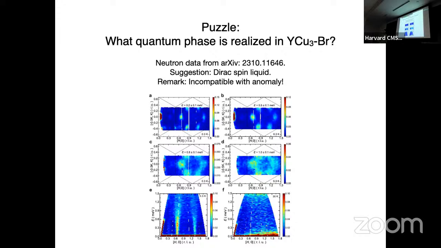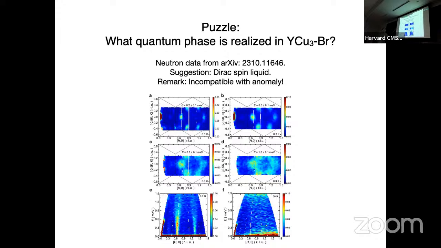Okay, then a few weeks ago, there's this experiment about this material with such neutron scattering data. The suggestion from the paper is that this is some Dirac spin liquid, but with strong signals at these positions of the Brillouin zone. From our analysis, we can see which are the possible momenta for those strong signals. They don't match any of those, so there's some incompatibility with the anomaly. Meaning this suggestion, then a puzzle is what's really realized in this material.